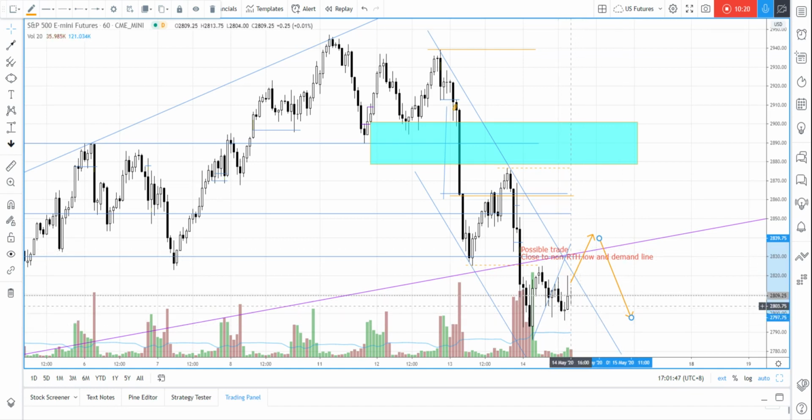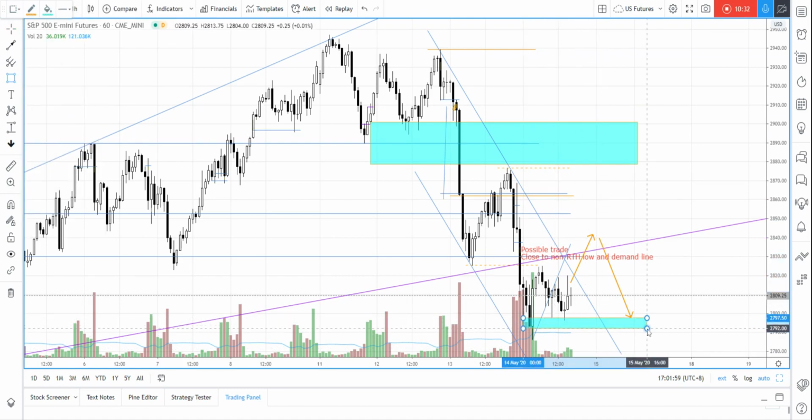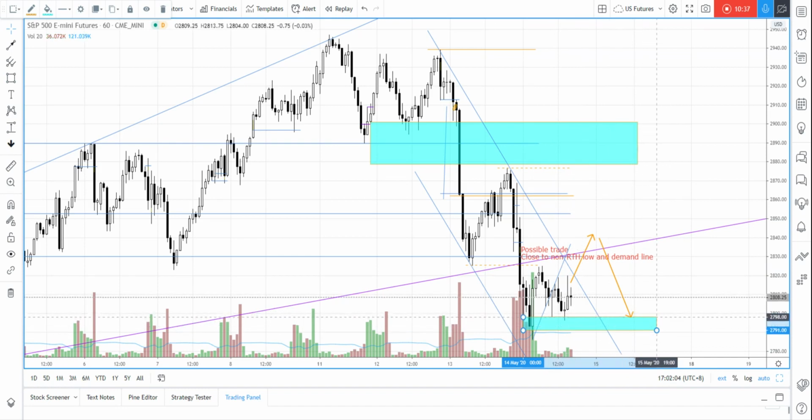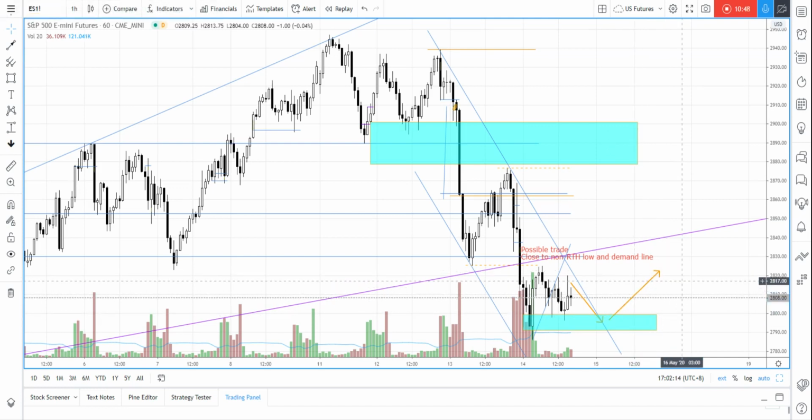Otherwise, if it is still testing the support level at 2800 or 2790, somewhere around here, let me just draw this up. So this level from 2790 to 2800, if it can bounce from there, then we can probably consider taking a long trade. So these are potential scenarios that I anticipate for the S&P 500 for the session later.